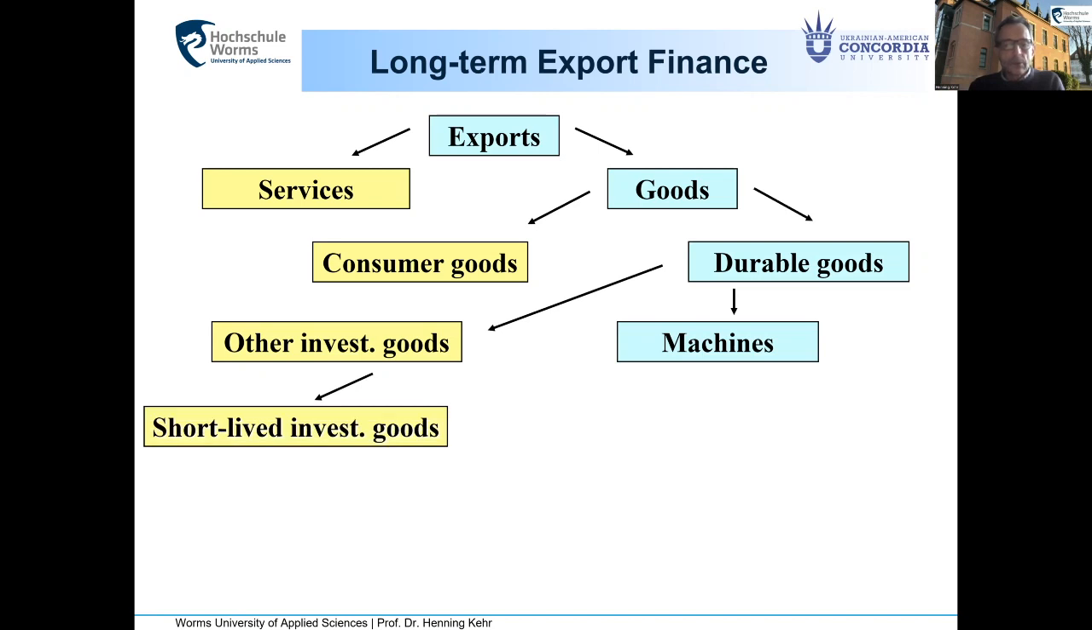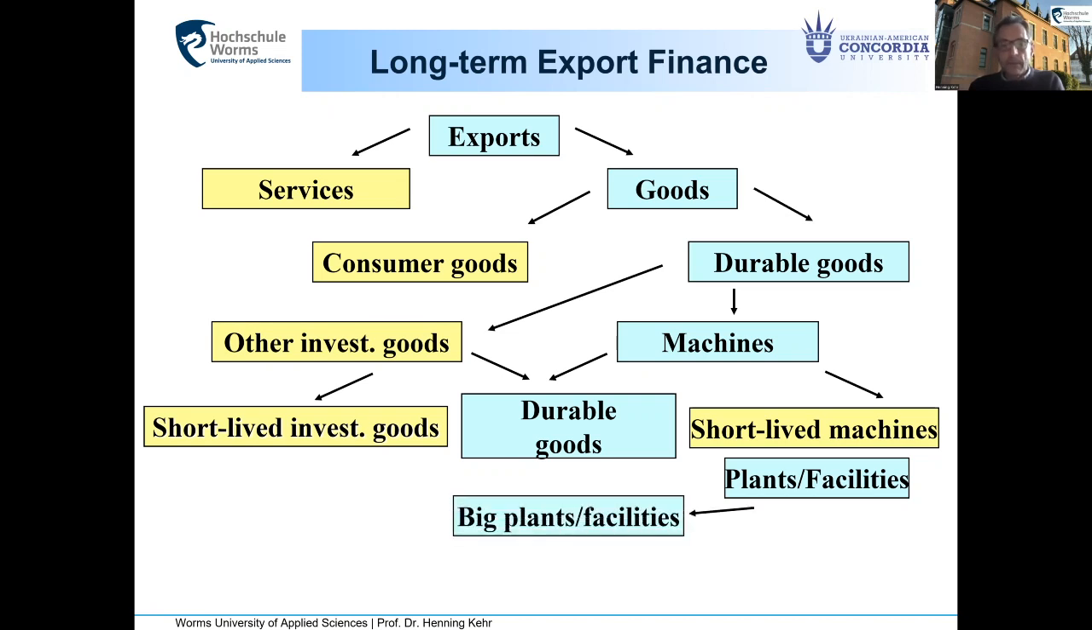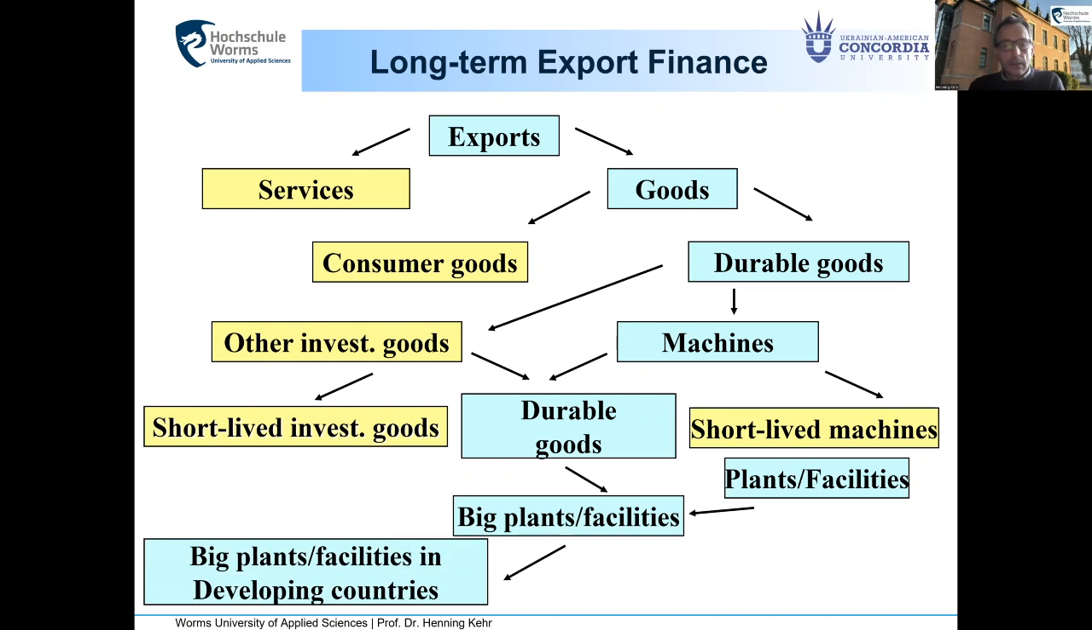So not short-lived investment goods, but durable goods again. Also not short-lived machines, but perhaps plants, facilities. So not only goods, but whole plants. Big plants for production abroad. And these are very often situated in developing countries. So the blue ones are the possible goods for long-term financing.